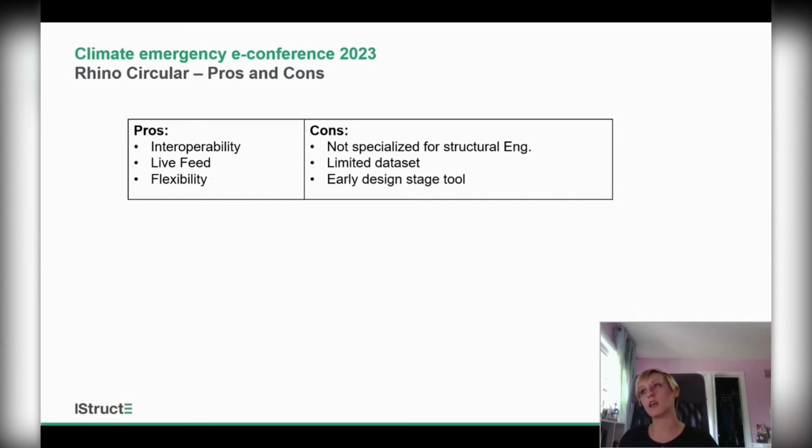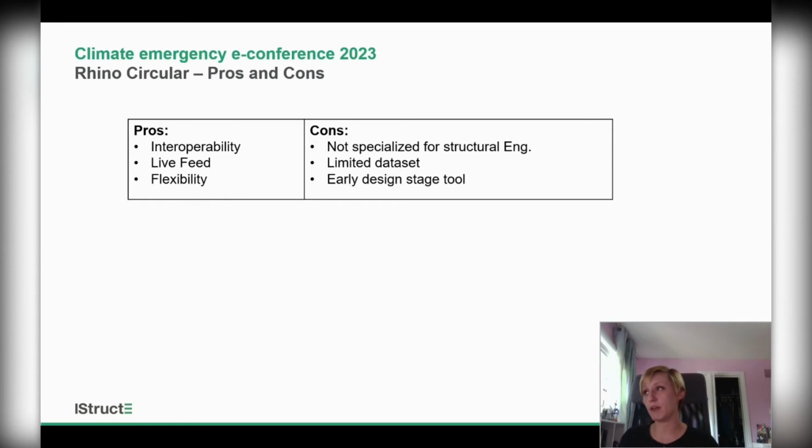So the pros and cons of the Rhinocircular toolkit are that, well, it feeds really well into the existing Grasshopper ecosystem. So if you're working within Grasshopper, that is great, and it's easy to add into that. It updates the calculations immediately within the Rhino environment, so you can immediately see how different parameters impact the circularity index of the design that you're looking into. And it's really easy to adapt for different materials and different designs, and so on and so forth.